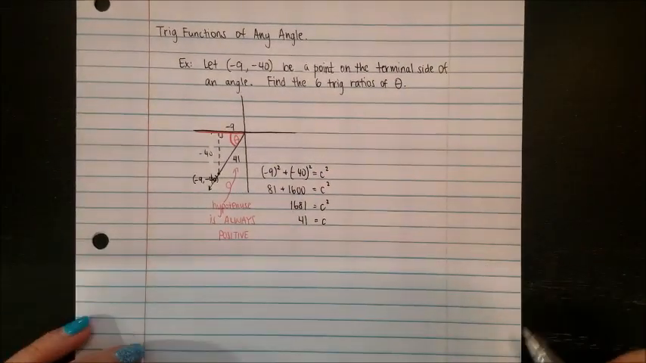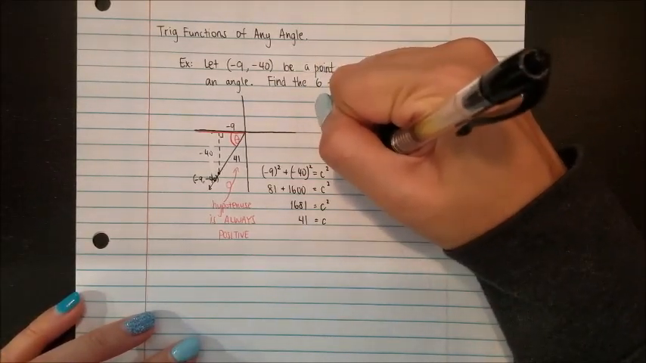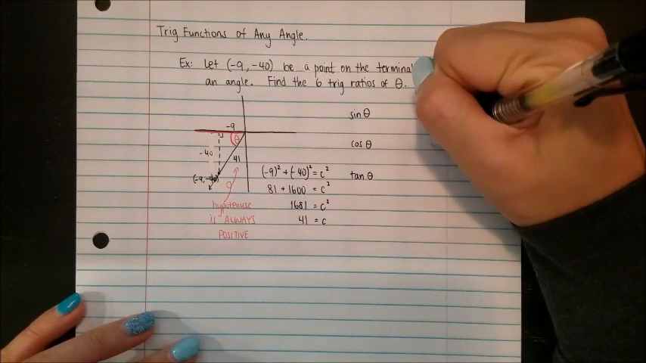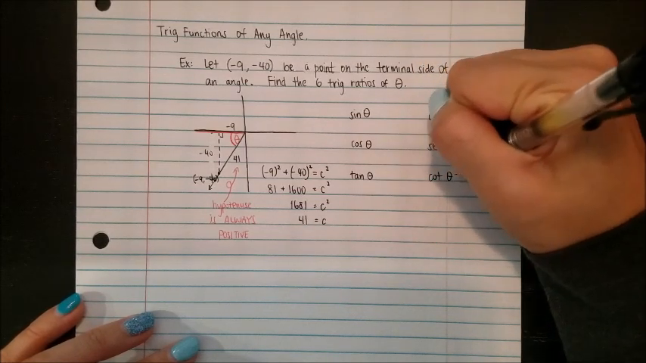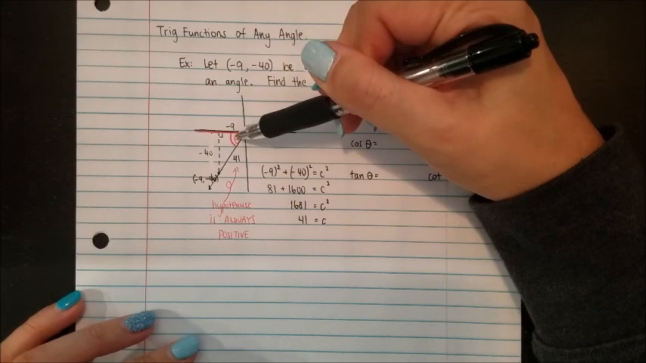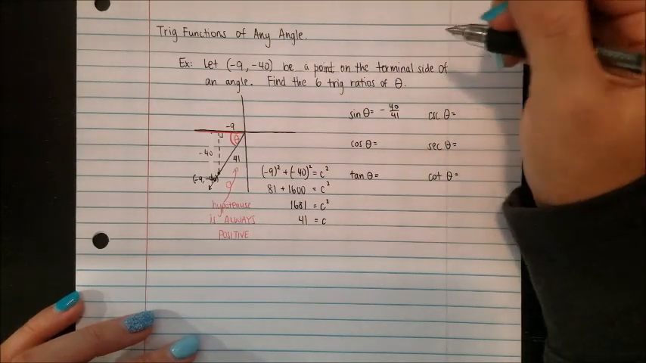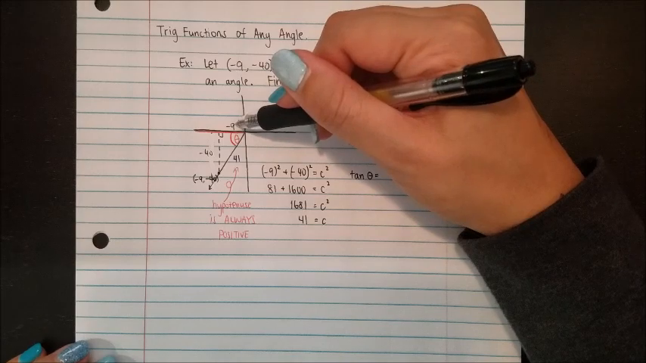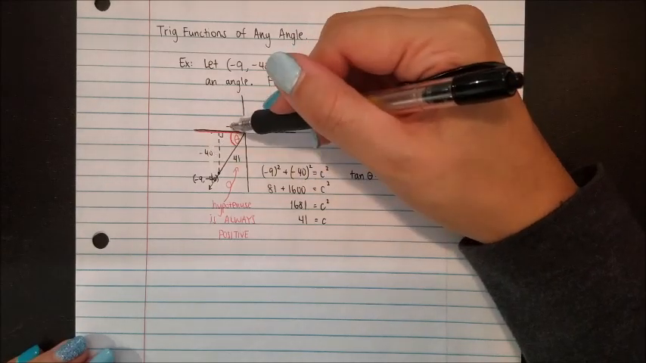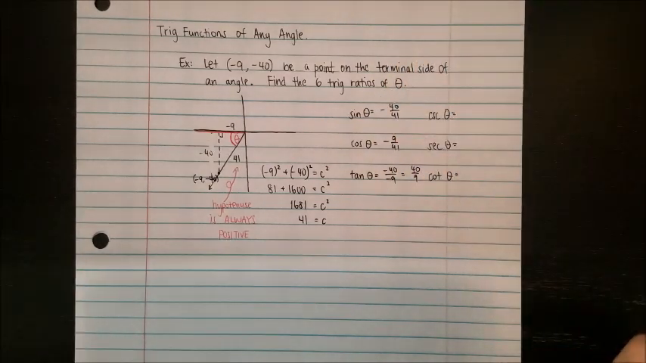Okay, so now that we have all 3 sides, let's go ahead and do sine, cosine, tangent, and our cosecant, secant, and cotangent. So sine is opposite over hypotenuse. If this is our angle right here, our reference angle, our opposite side is -40, hypotenuse is 41. Cosine would be adjacent, which is the -9, over hypotenuse. Tangent is opposite over adjacent. So that would reduce to 40 over 9.